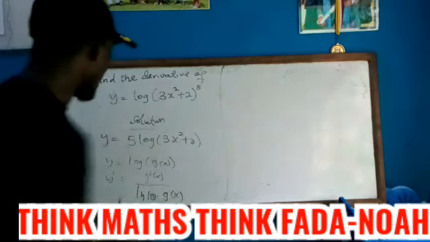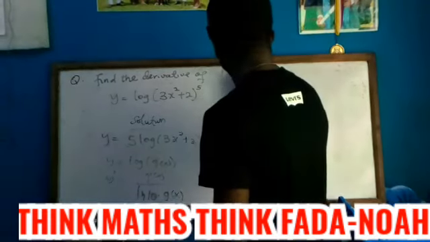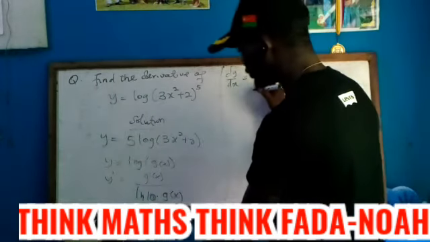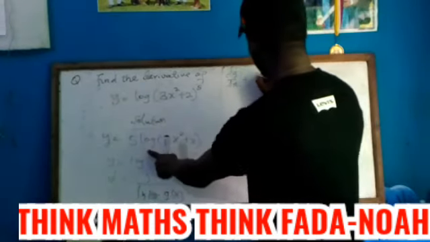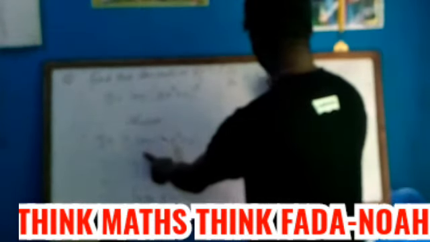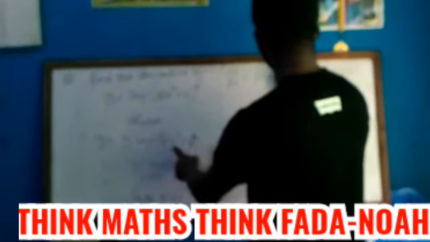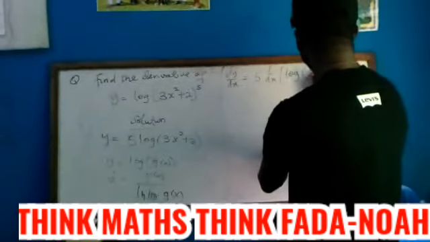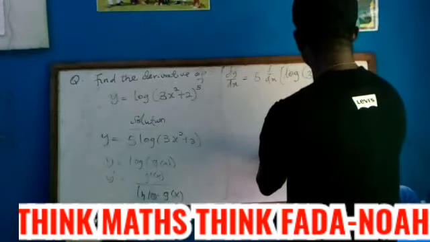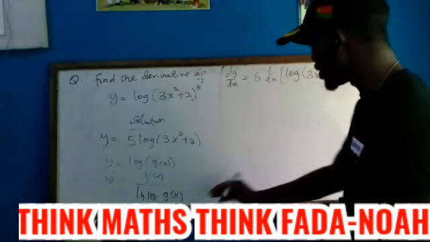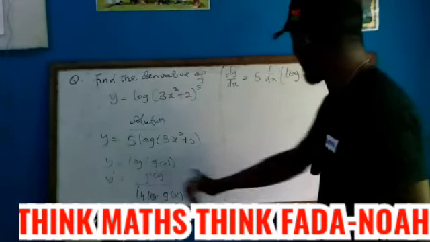Alright. So we have our dy dx to be equal to 5, which is a constant, times d dx of log of 3x squared plus 2. Alright, so employing the rule here, we find g prime of x.